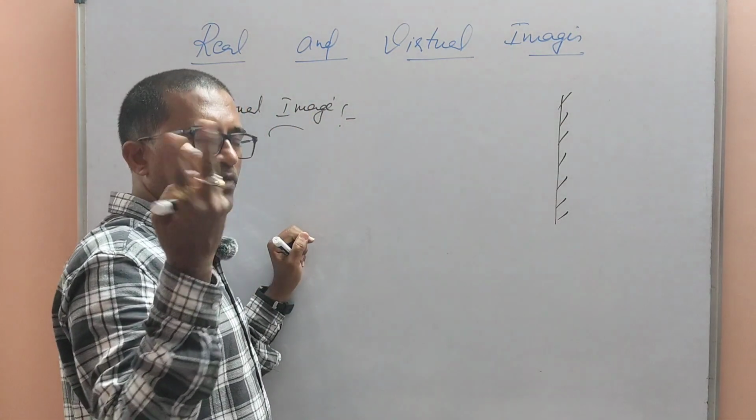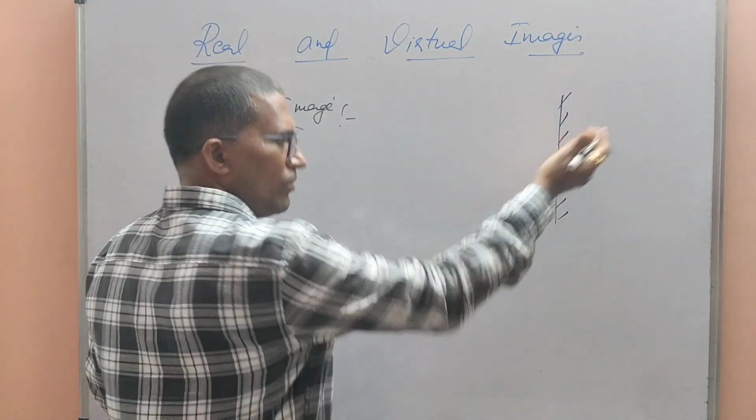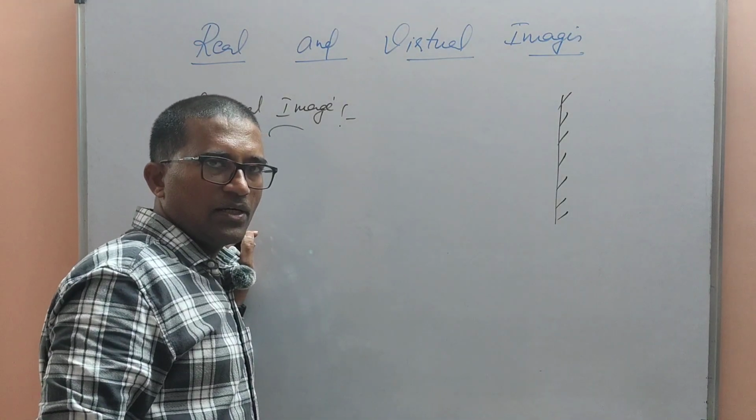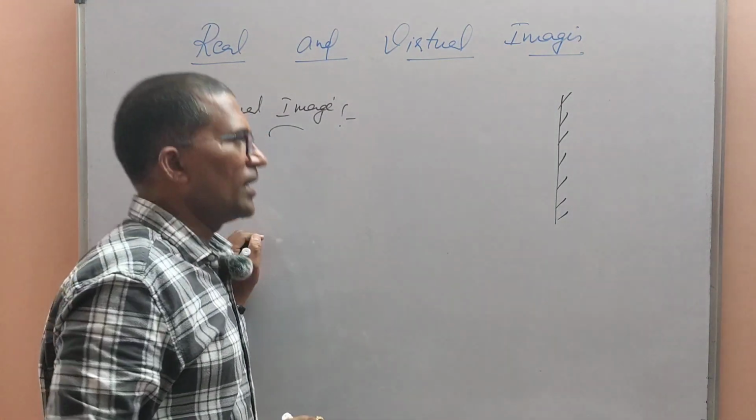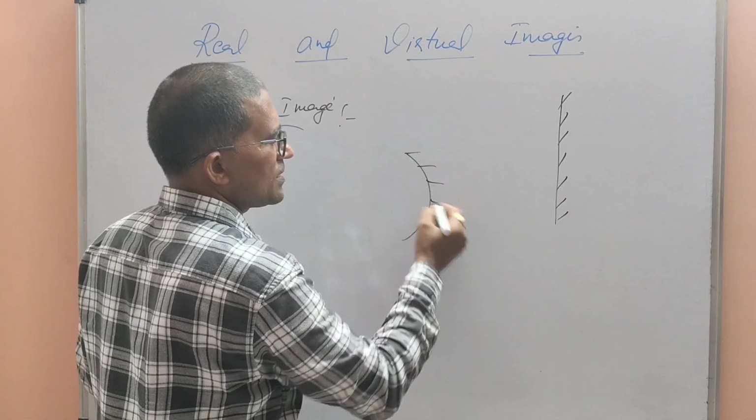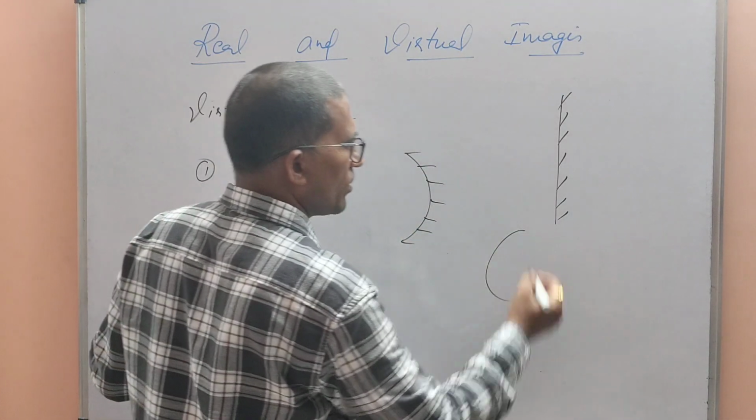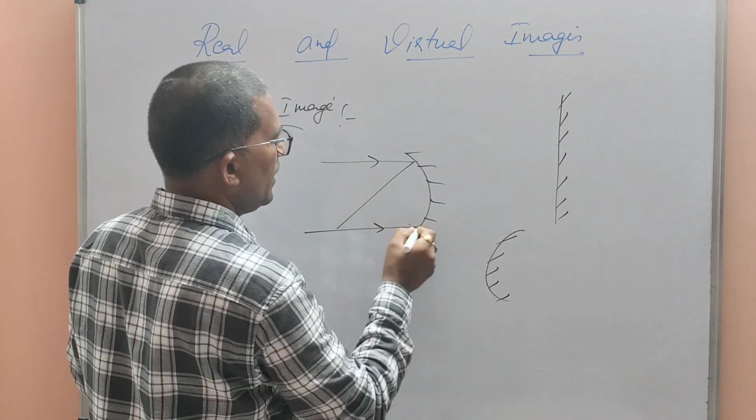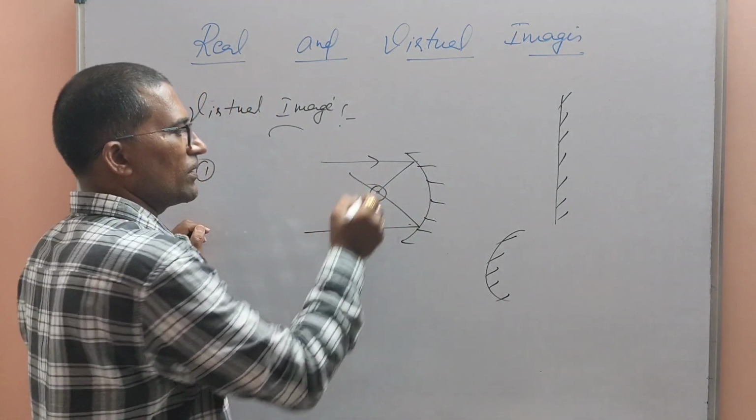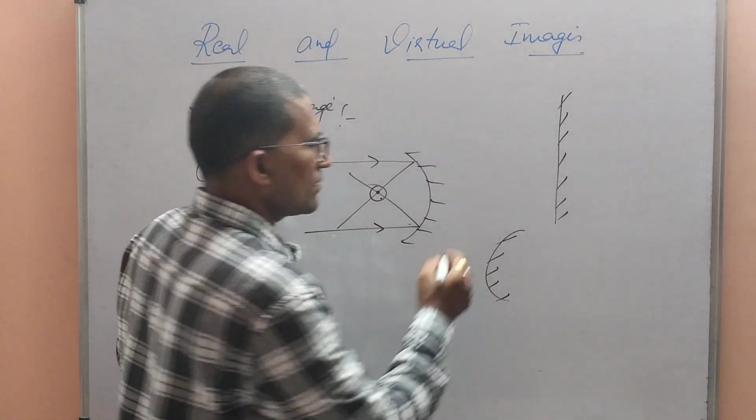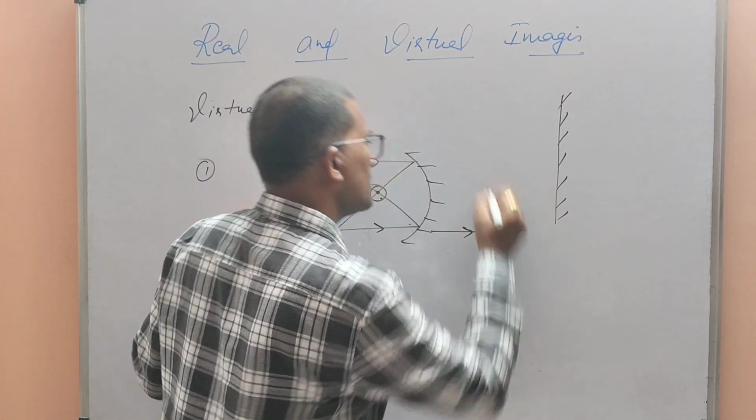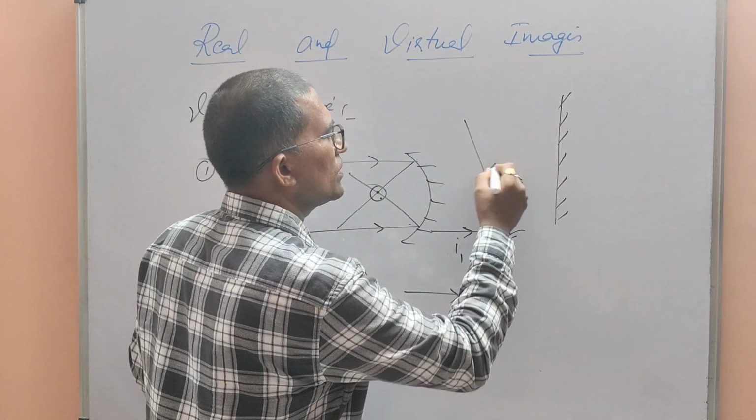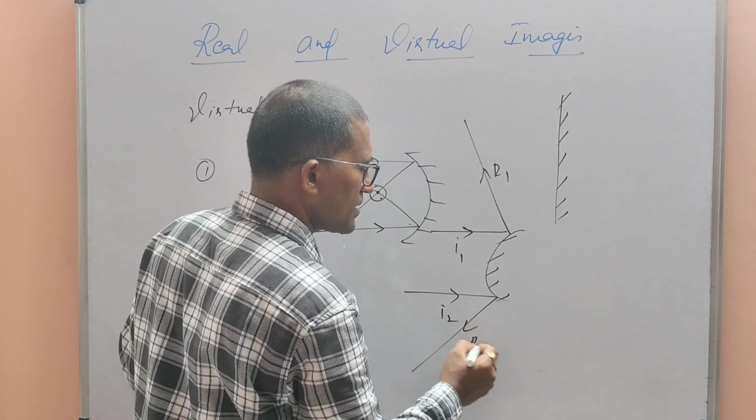But in case of curved mirrors, as I already explained in the previous video, plane mirrors will always form virtual images. They never form real images. A curved mirror is a special case. This is a concave mirror. This is the incident ray and this is the reflected ray. They are going to converge at one particular point. Now in case of a convex mirror, this is I1 and this is R1, and this is I2 and this is R2.